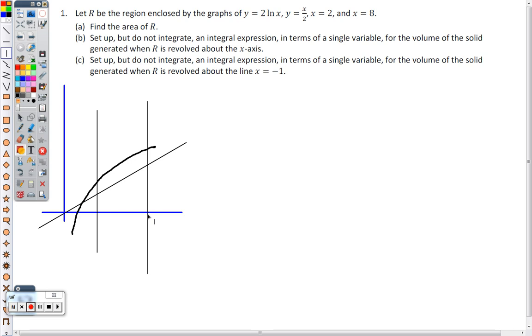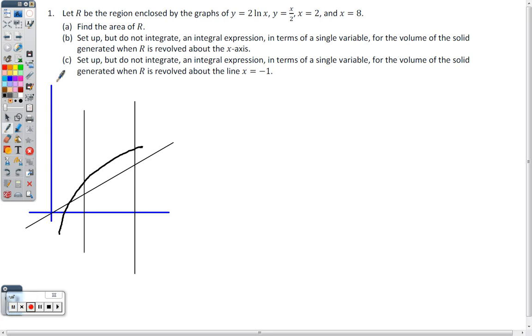Ultimately this is a calculator problem, so you can feel free to plug this into your calculator if you're not sure what it looks like. Set up, find the area of R.